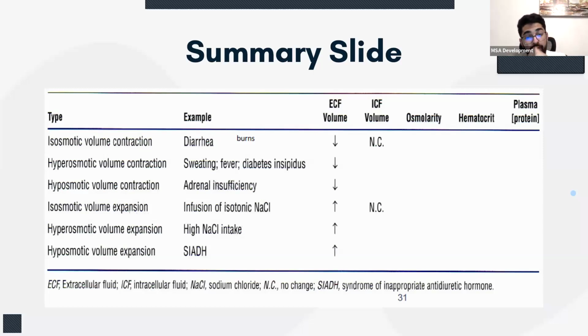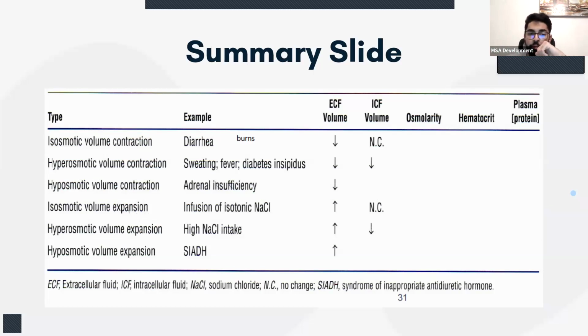I also said that when you have a hyperosmotic ECF, you're going to have what? You're going to have a decrease in ICF. Why is that? Because the fluid is going to move from inside of the cells to outside of the cells, from the areas of the lower osmolarity to the areas of the higher osmolarity. Okay, that's why in any hyperosmotic contraction or expansion, you're going to have a decrease in ICF.